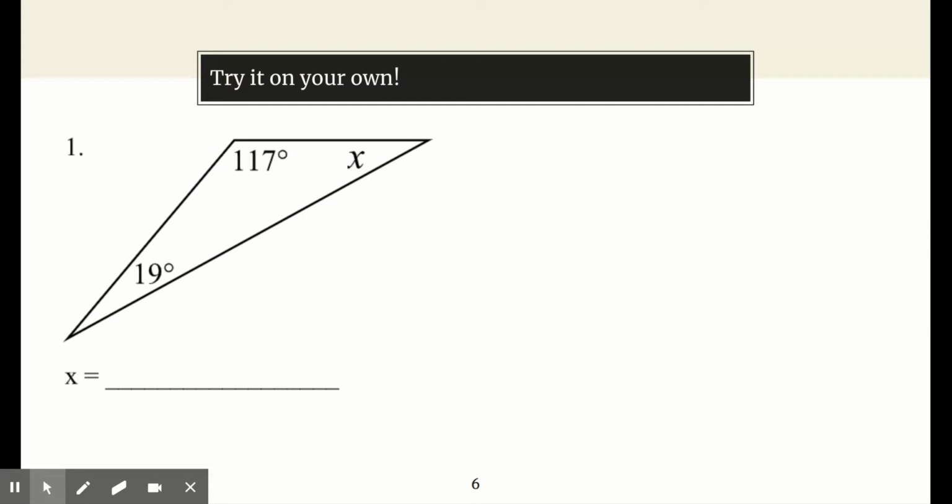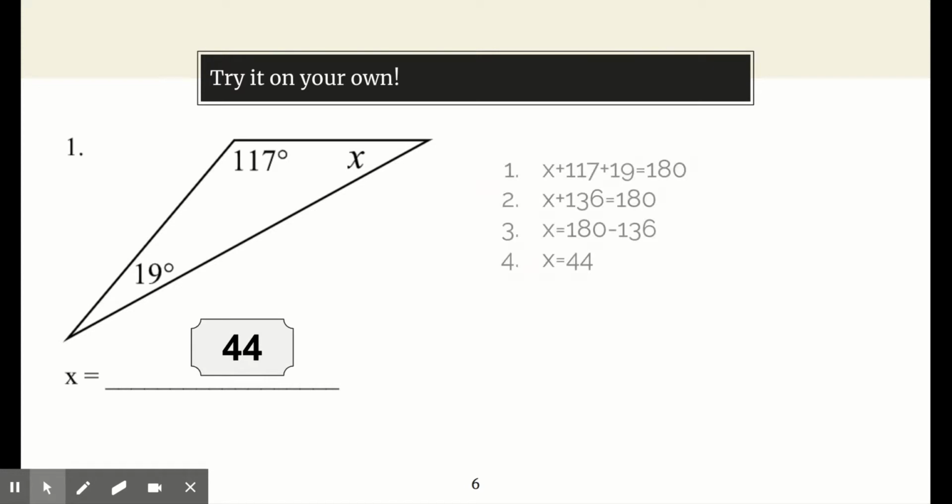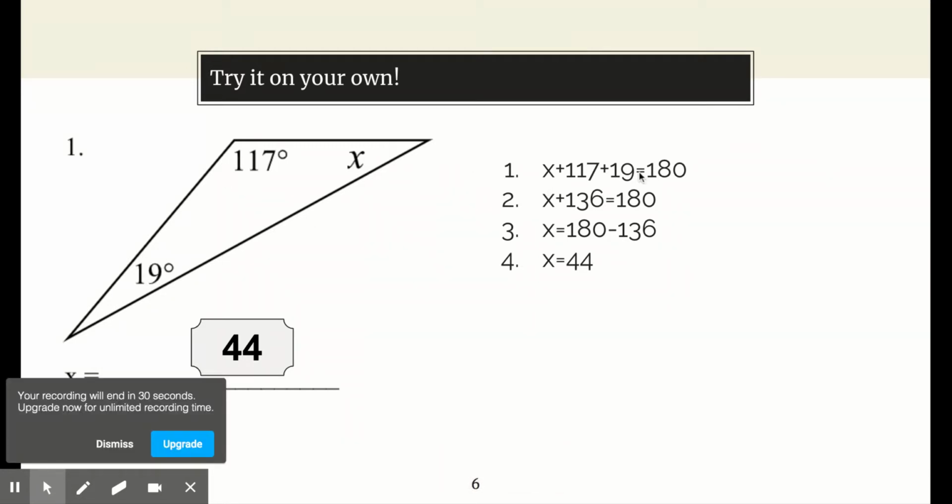Now, I want you to take a second and try this one on your own. This is the answer you should have gotten. You should have gotten 44, and this is the work you should have done. You should have had x plus 117 plus 19 is equal to 180. I'm going to combine the like terms, so 117 plus 19, I get 136, I'm sorry. So x plus 136 equals 180, okay?